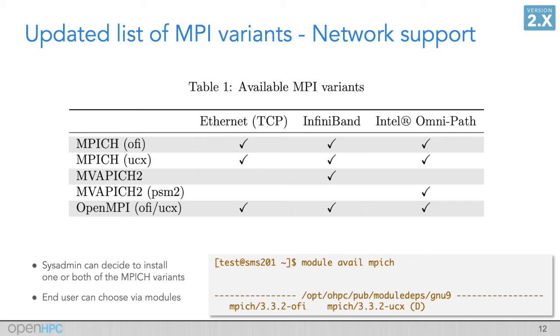So in the case of MVAPICH, a system administrator can decide to install either one or both of the variants. They are designed so that both can be co-installed, and the end user can choose via the module system in OpenHPC which particular variant they would like to use. So we see here in this slide the fact that an administrator has installed both variants and that the default in this case is UCX.